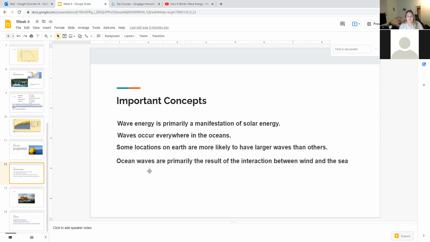So ocean waves are primarily the result of the interaction between the wind and the sea. That one's pretty straightforward, right? But same thing here. All this is just showing that solar energy, wind energy, and wave energy are all very much related. We're just harnessing the energy at different steps along these natural processes of Earth to create electrical energy to ultimately have electricity in our homes.